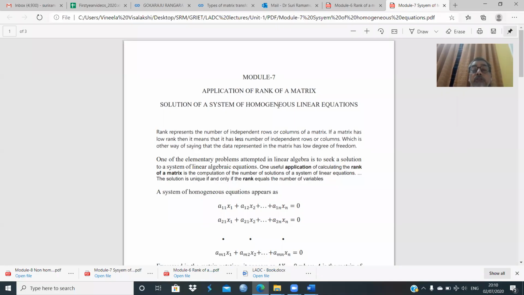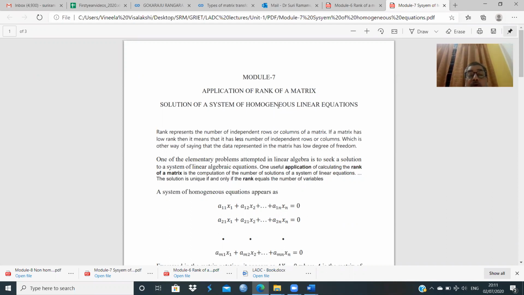Welcome to this lecture on applications of rank of a matrix, specifically to the solution of a system of homogeneous linear equations. Now, one has to understand or distinguish between a system of homogeneous linear equations and a non-homogeneous system of linear equations. But a quick review about how rank should be used to understand and analyze such systems.